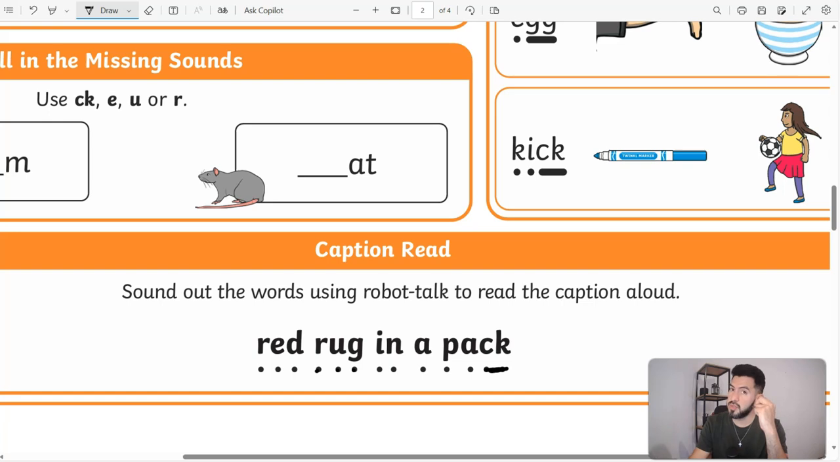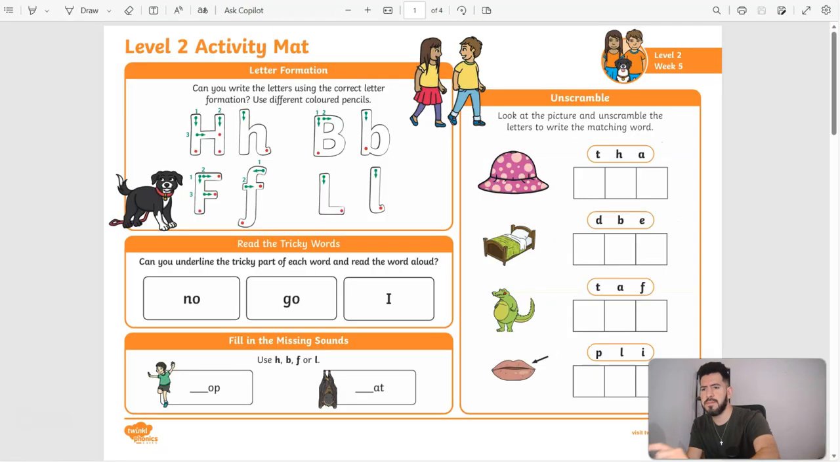Or the second option is reading all together. Red rug in a pack. Okay? That is my suggestion for you. Okay? Maybe you should do the second option. Red rug in a pack. Okay. That is week 5, I believe.